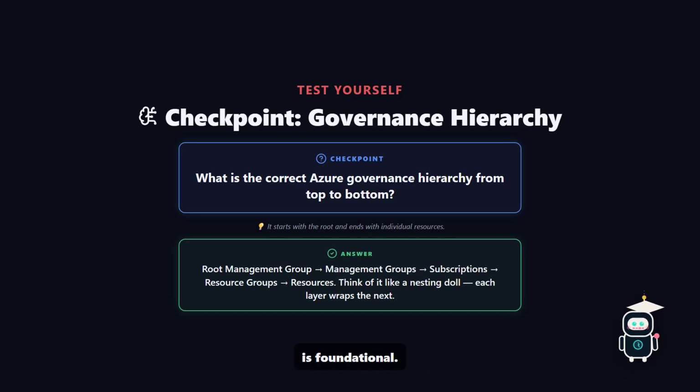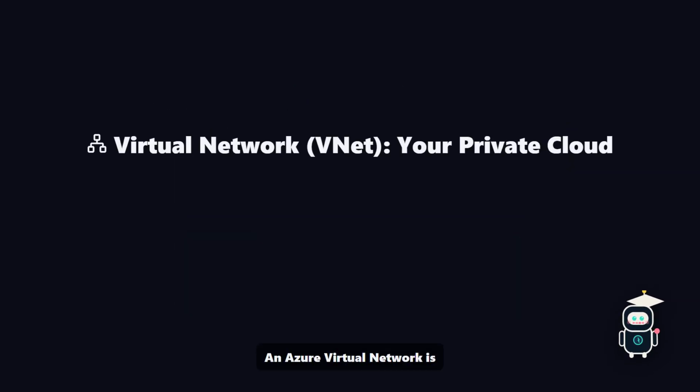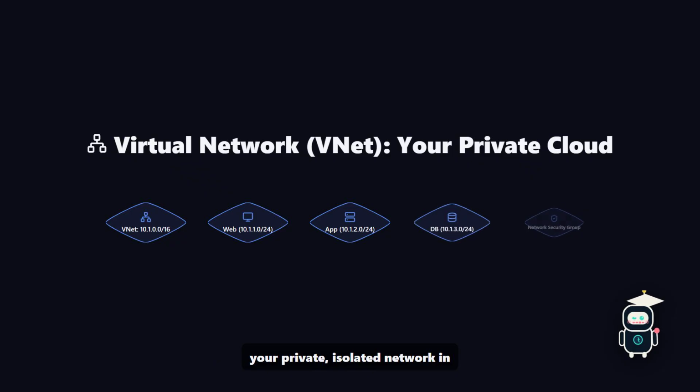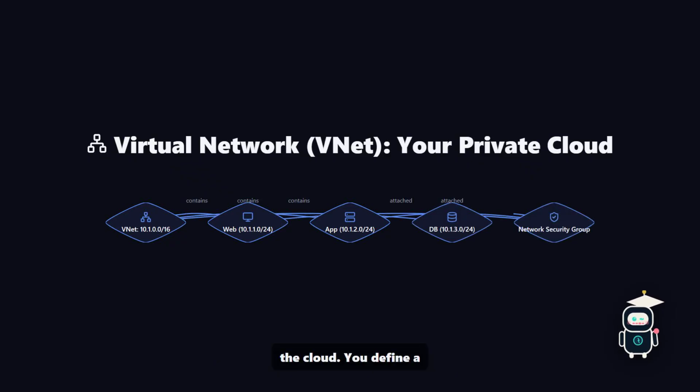This hierarchy is foundational. An Azure virtual network is your private, isolated network in the cloud. You define a custom IP address space, typically using private ranges from RFC 1918. For example, 10.1.0.0/16.